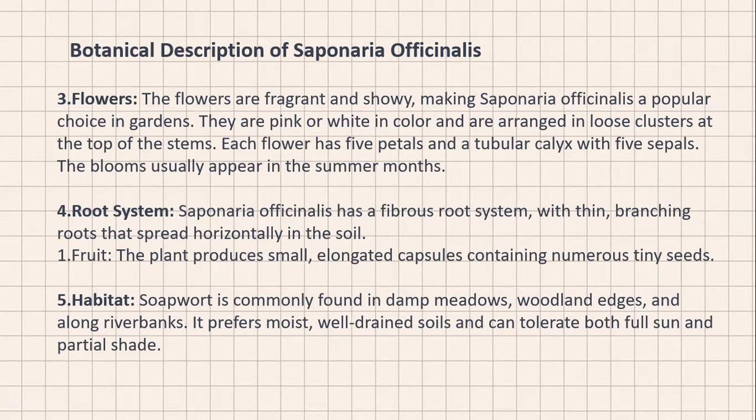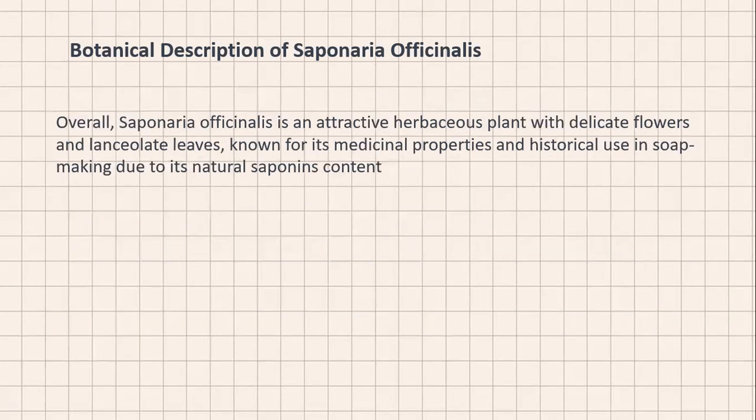Root system. Saponaria officinalis has a fibrous root system with thin branching roots that spread horizontally in the soil. Fruit. The plant produces small elongated capsules containing numerous tiny seeds. Habitat. Soapwort is commonly found in damp meadows, woodland edges, and along riverbanks. It prefers moist, well-drained soil and can tolerate both full sun and partial shade.